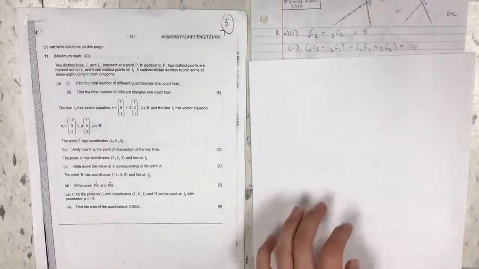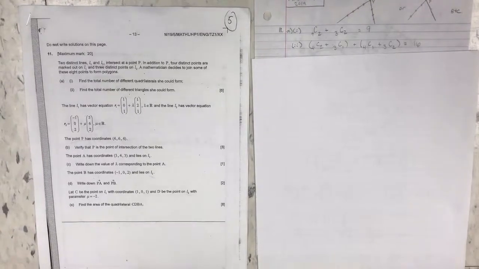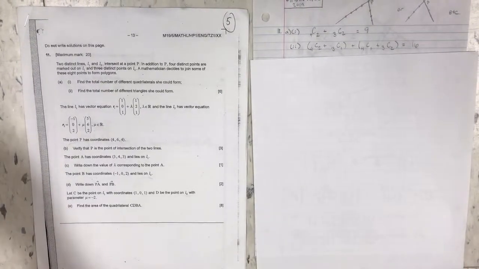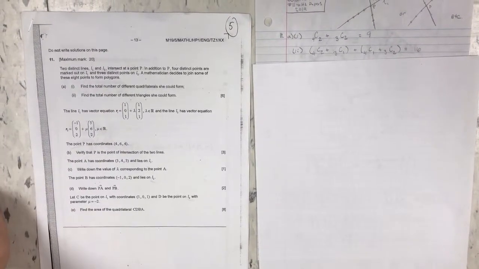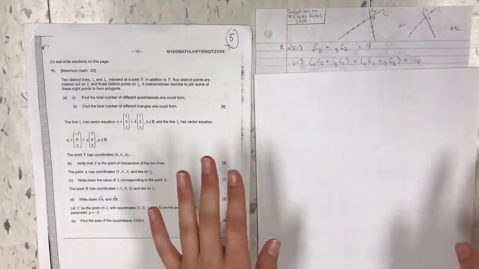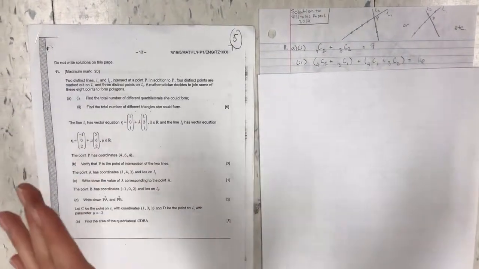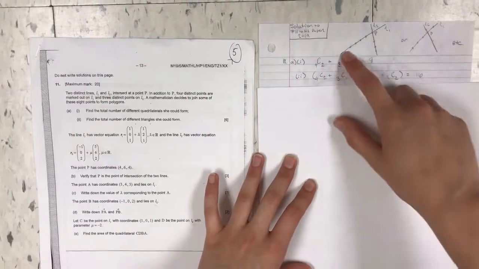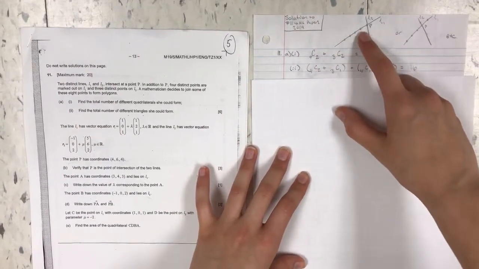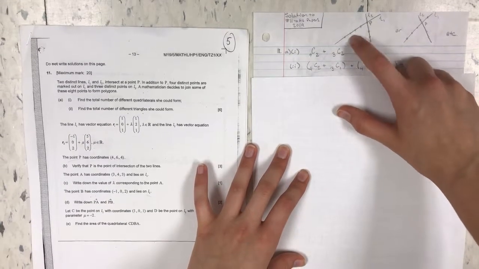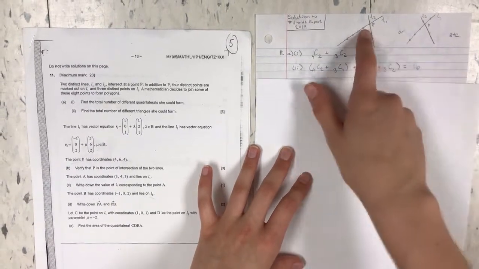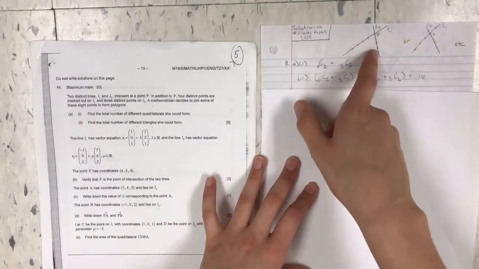So letter A1 asks for how many different numbers of quadrilaterals could be formed. Obviously a quadrilateral has 4 vertices. So on one line you're going to want to find 2 vertices, and even if you have 3 here, these endpoints are ultimately the 2 vertices. And on L2 you also want 2 vertices.